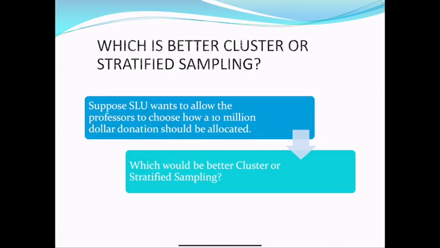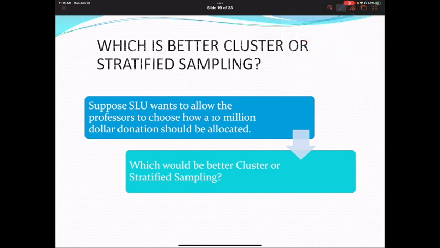So which is going to be better in this example, cluster or stratified sampling? Suppose SLU, St. Louis University, wants to allow professors to choose how a $10 million donation should be allocated. Which would be better, cluster or stratified sampling?